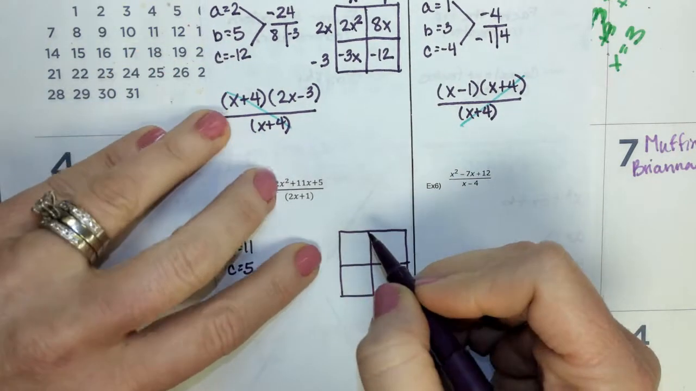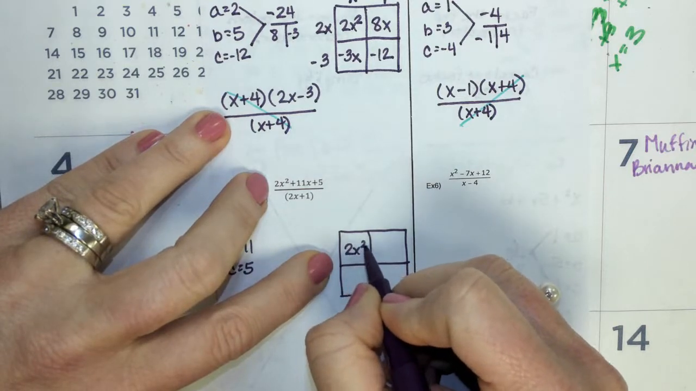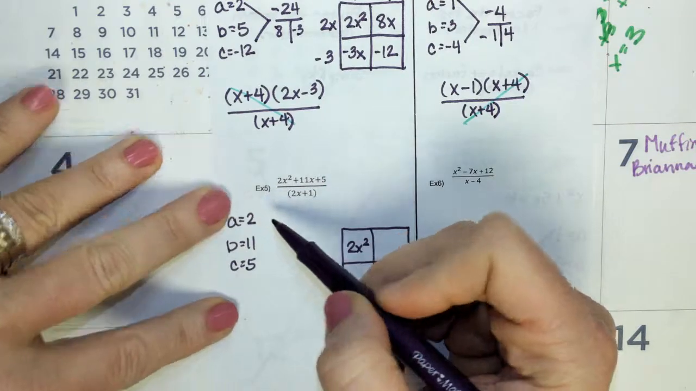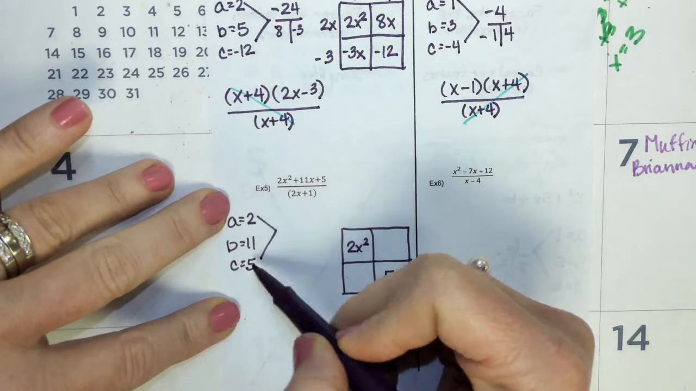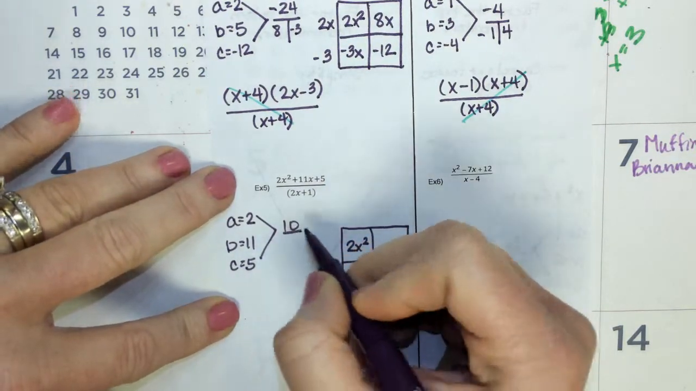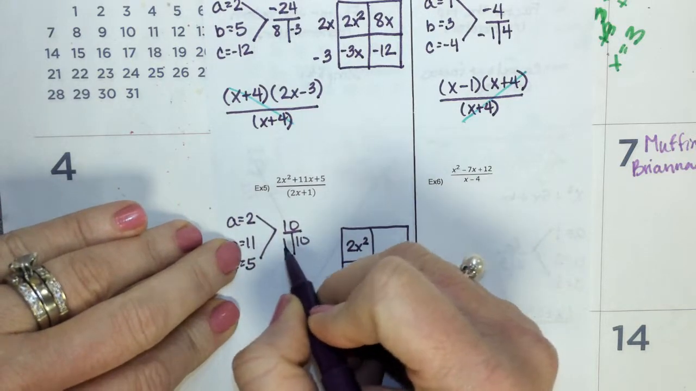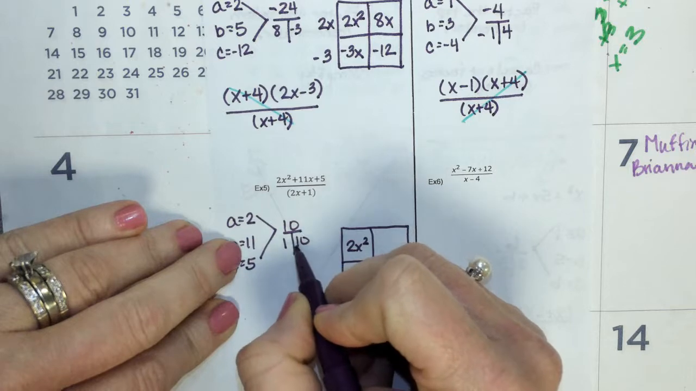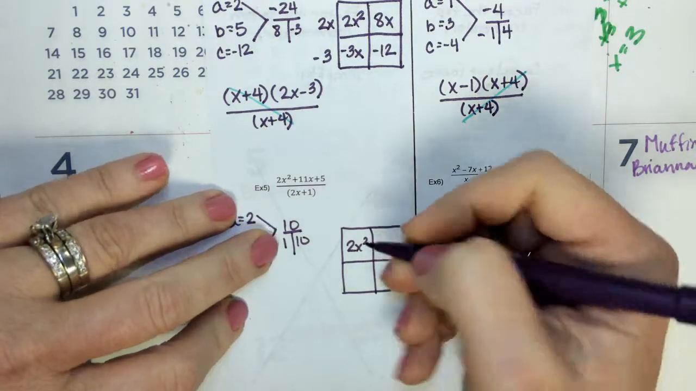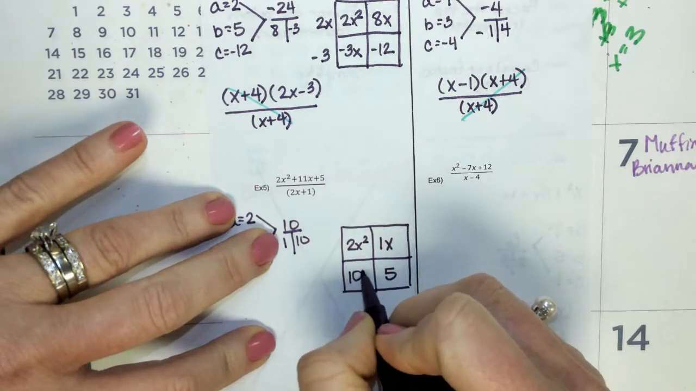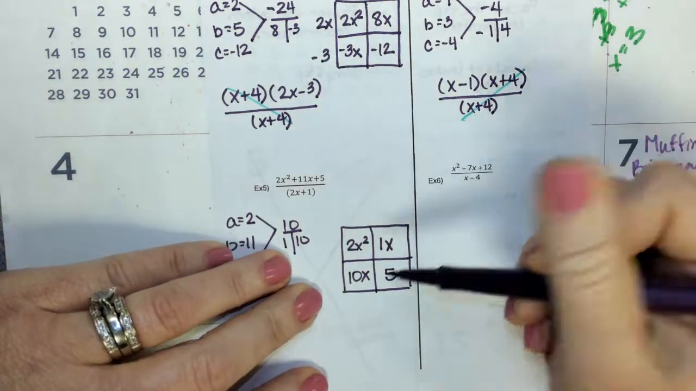So for the top left, I'm going to put my first term, 2x squared, and the bottom right, I'm going to put my last term, which is 5. So now I'm ready to do my a times my c. 2 times 5 gives me 10, and 2 factors of 10 that add up to give me 11 would be 1 and 10, because 1 times 10 gives me 10, and 1 plus 10 gives me 11. So these are the numbers that I'll use to fill out the rest of my box. So 1x and 10x, and now I'm ready to factor out.